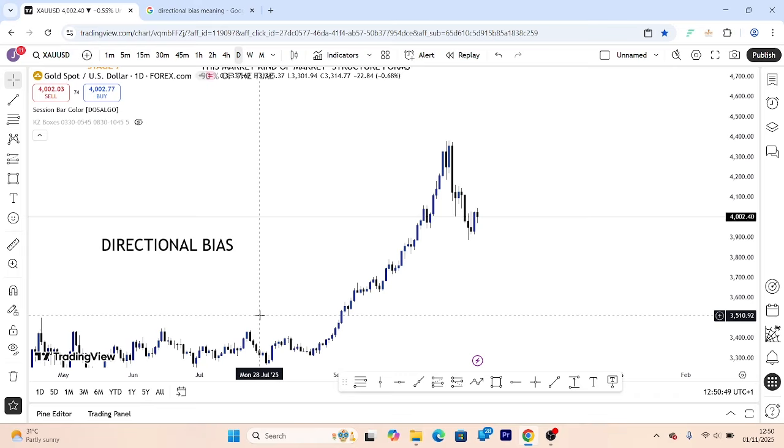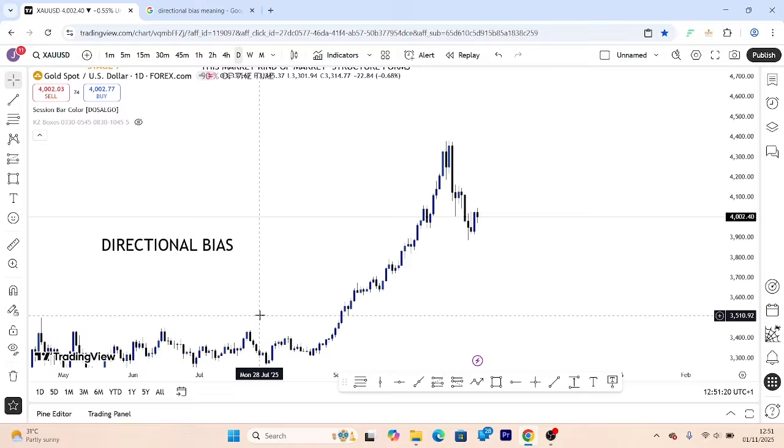If you don't understand how market structure forms, or the formation of market structure, you always get your directional bias wrong, right? So in order to get your directional bias, you have to go to the higher time frame, right? Then if you want to enter the market, you then go to the lower time frame.